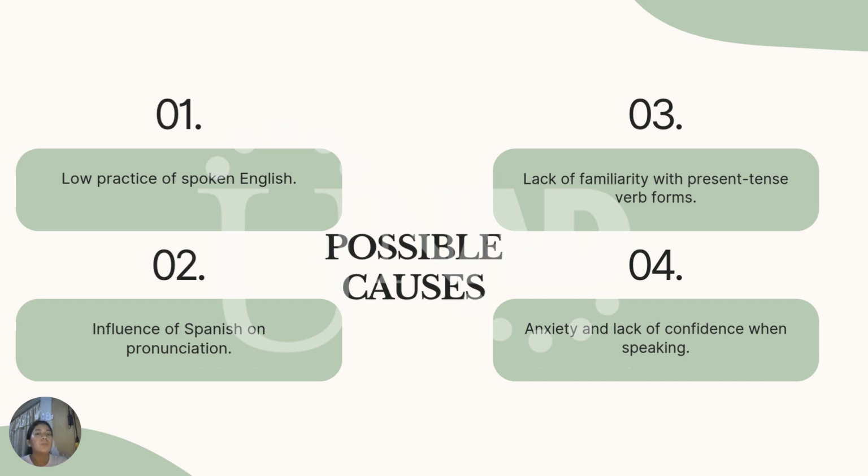Possible causes, we also have four here, and the first one is little practice of spoken English. It means that students, even when they are beginner learners, don't practice the speaking skill. We have four skills in English: reading, writing, speaking, and listening. Those skills we have to improve. We have to practice them, to learn and to make progress in our English learning process.